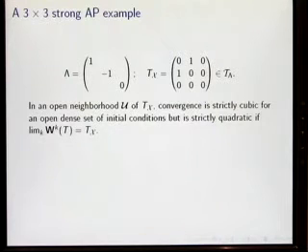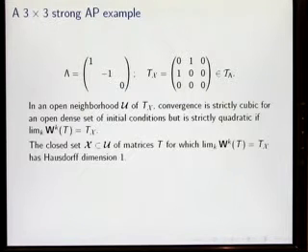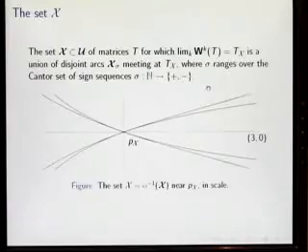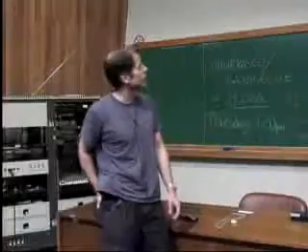But there does exist a set of codimension 1 where you have strictly quadratic convergence. The closed set, it's a Cantor-like set. It has Hausdorff dimension 1. Let me show the picture first and then come back.